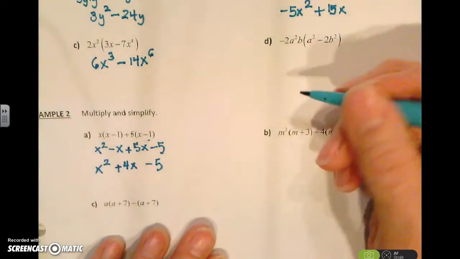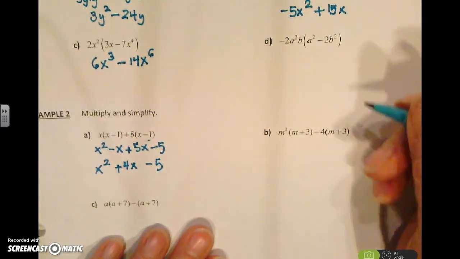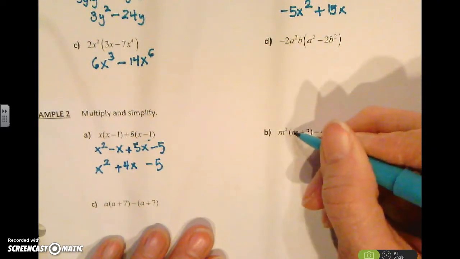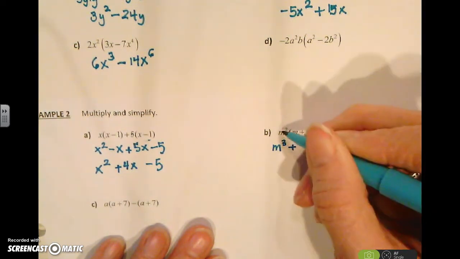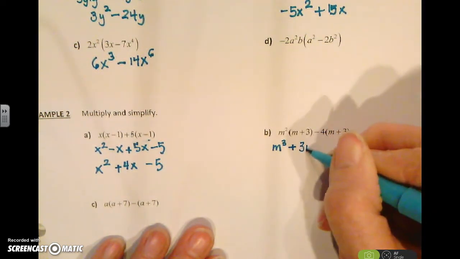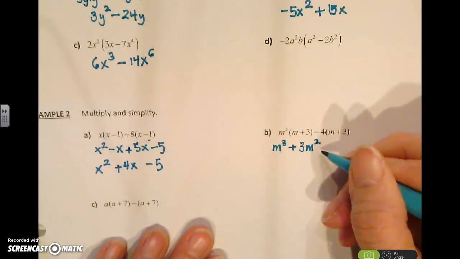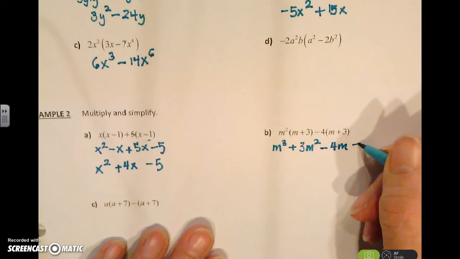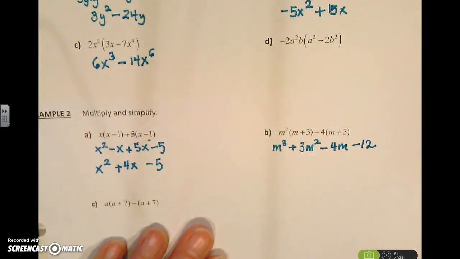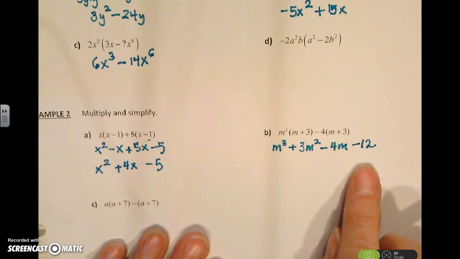B, same situation, have some multiplication and more multiplication and subtraction in the middle. So I'm going to multiply first, m squared times m to the third. Positive is going to give me a positive, m squared times 3 is 3m squared. So see the way that looks. Now I have a negative 4 times m. That's going to leave me with negative 4m. And a negative 4 times a positive 3 is a negative 12. Combine like terms. Here I have an m to the third, an m to the second, an m, and a constant, so nothing combines.